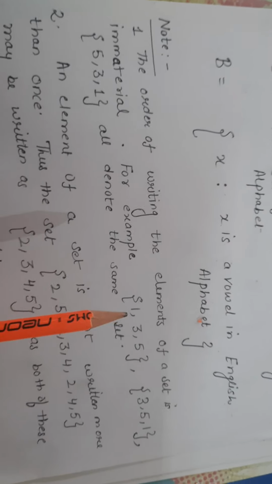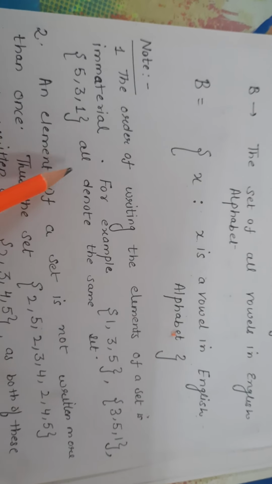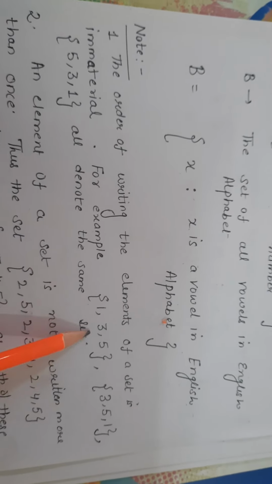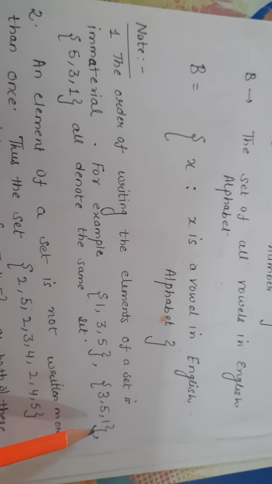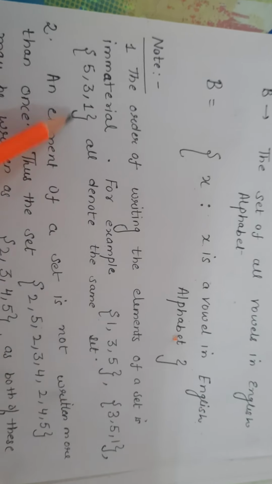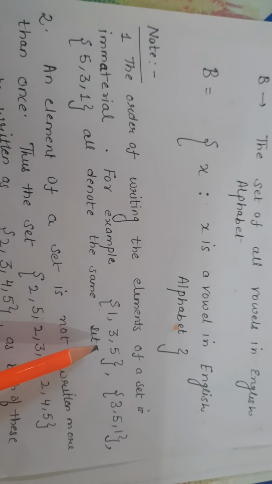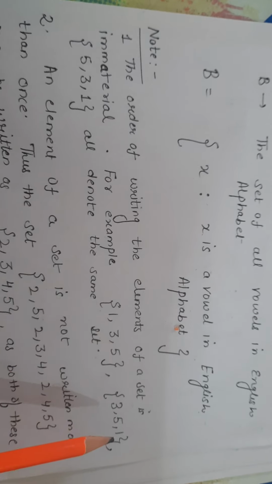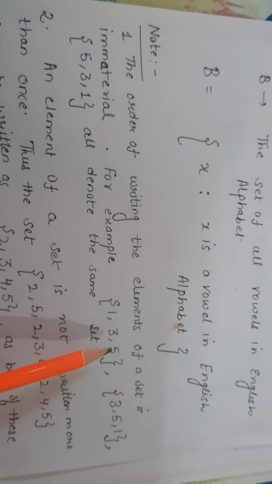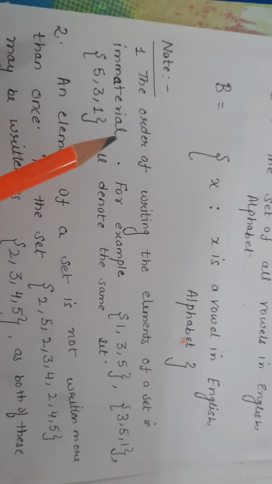Now two more important points. The order of writing the elements of a set is immaterial. For example, I write 1, 3, 5, then I write 3, 5, 1. Next is 5, comma 3, comma 1. This is your roster form. The elements are the same, right? Their order is different, but the set will remain the same. So the order of writing the elements of a set is immaterial. These three are representing the same set.